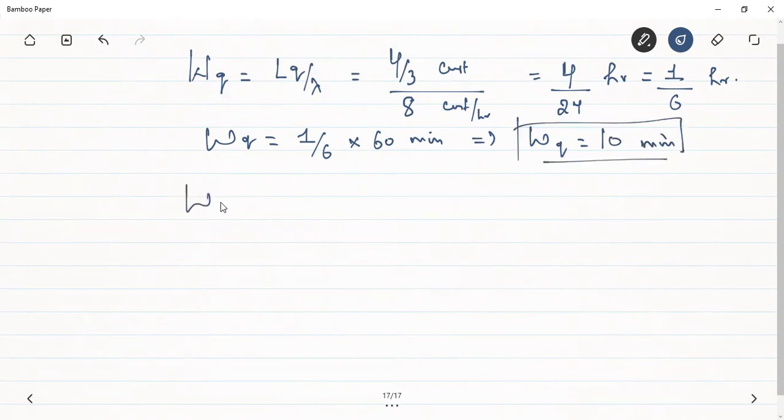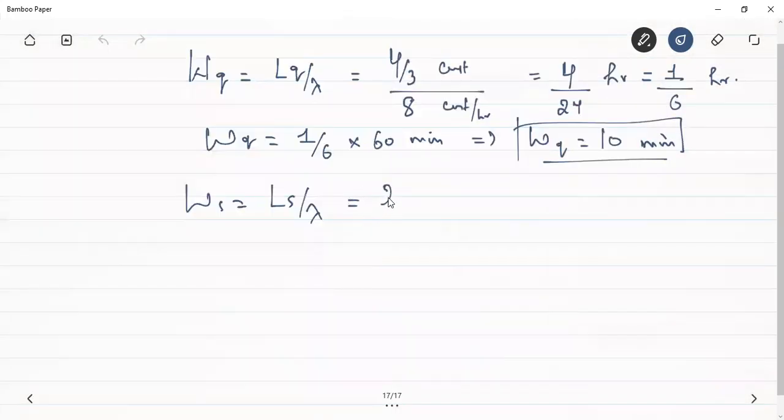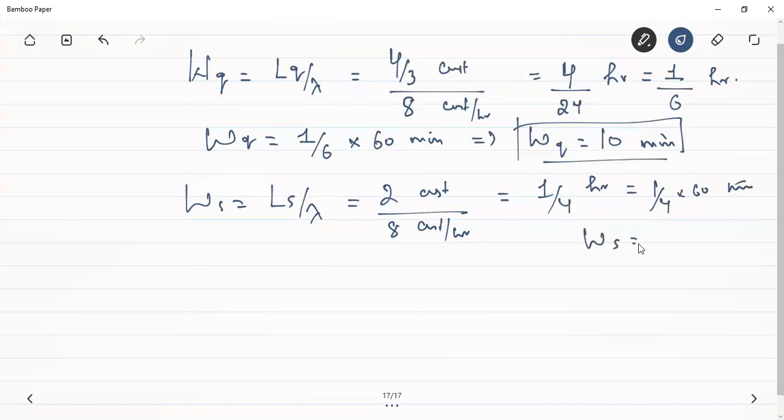अगर हम waiting time in the system की बात करते हैं, that is given by length of the system divided by lambda. Length of the system we had calculated as 2. So length of the system means 2 customers. So it is equal to 2 customers divided by lambda, which is 8 customers per hour. This is equal to 1 by 4 hours. और एक घंटे में कितने मिनट्स होते हैं, that is 60. So waiting time in the system is equal to 15 minutes.